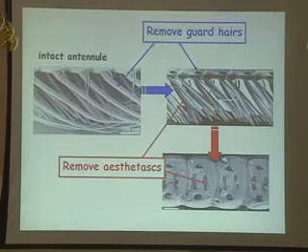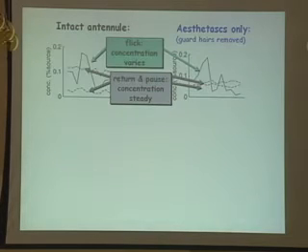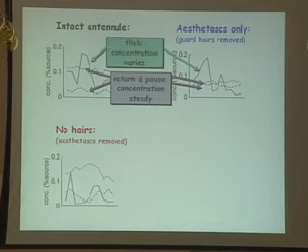And we can then ask, what about the asthetasts themselves? So we can completely shave all the hairs off of an antennule and repeat the experiment again. And here are the two graphs I just showed you with an intact antennule and asthetasts only. And let's compare that to a case where we have no hairs at all. So all we have is the stalk of the antennule flicking.